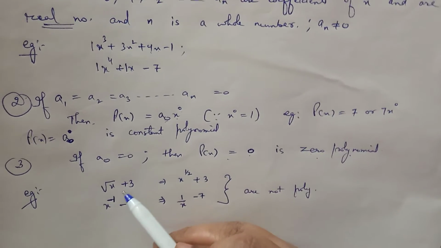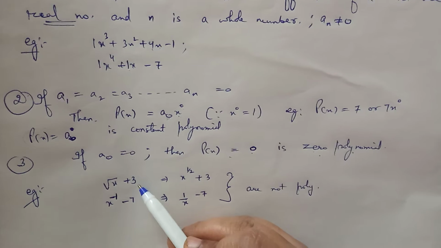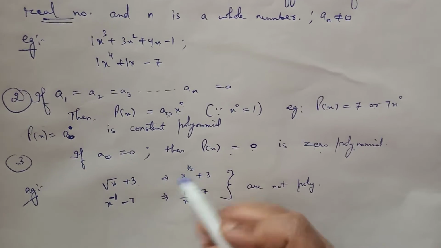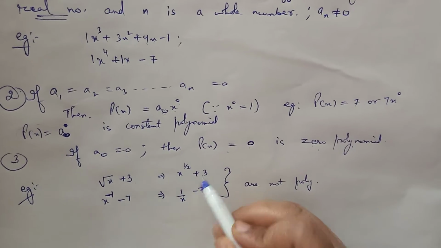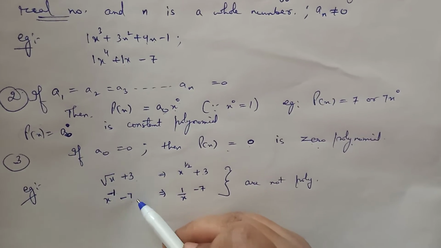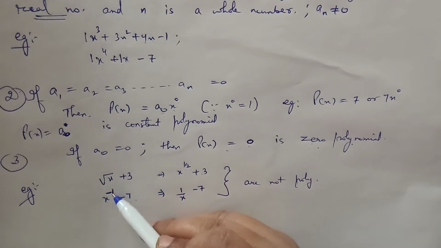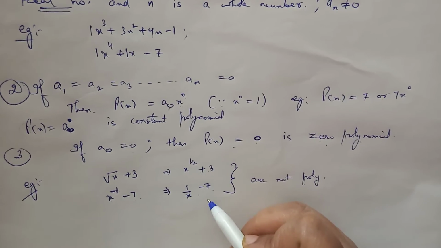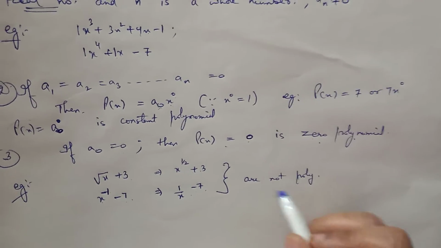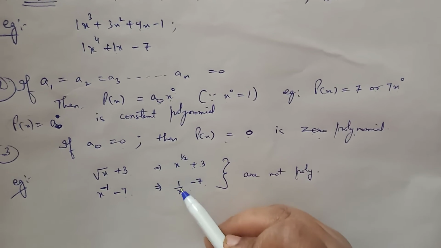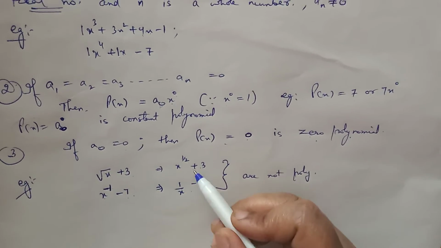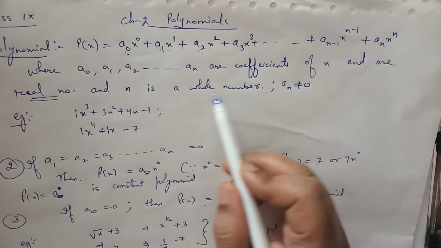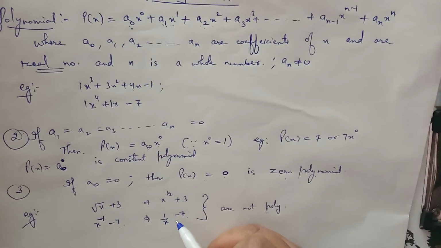Let us take the example under root x plus 3. Is it a polynomial? We can write x to the power half, 1 by 2, plus 3. x to the power minus 1 minus 7, you can write it as 1 by x minus 7. So can you say that these two are polynomials? These are not polynomials because the power here is a fraction and here the power is negative. We said here that n should be a whole number. So it is not a polynomial.